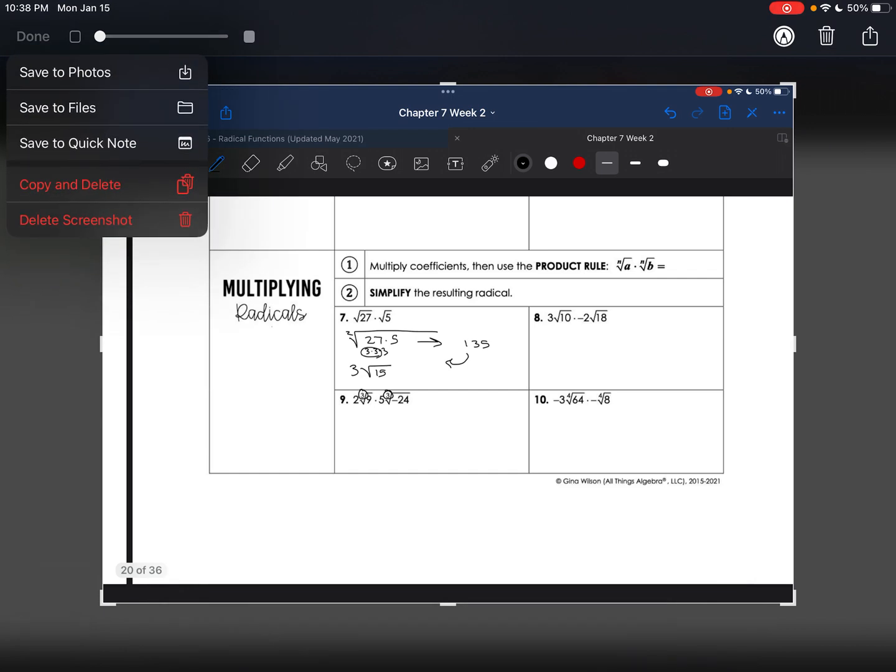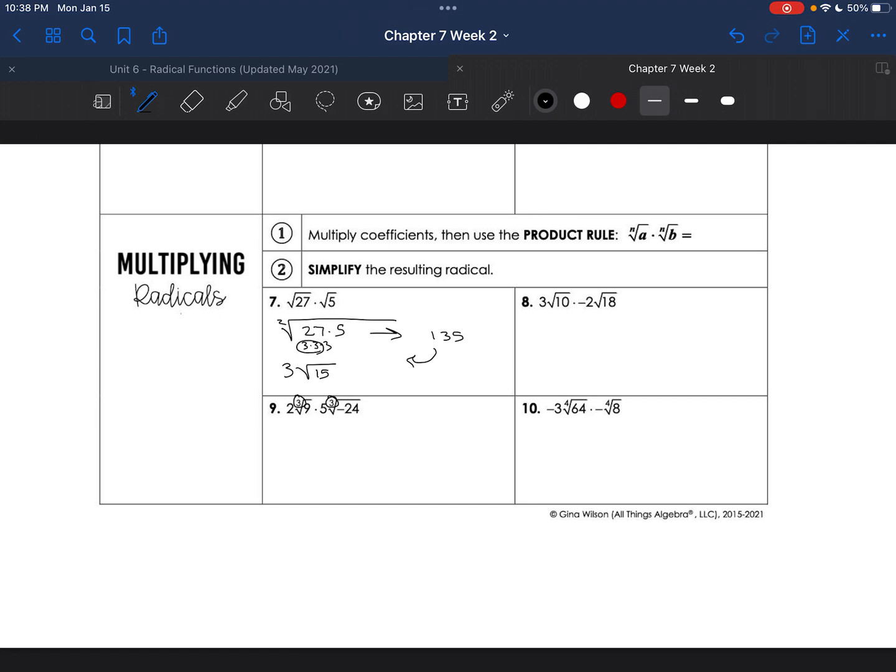Whoops. Sorry, I clicked the wrong thingy for that.